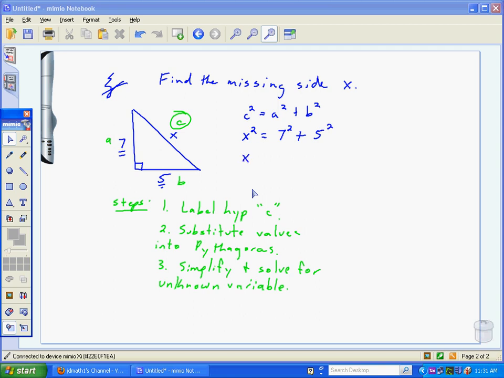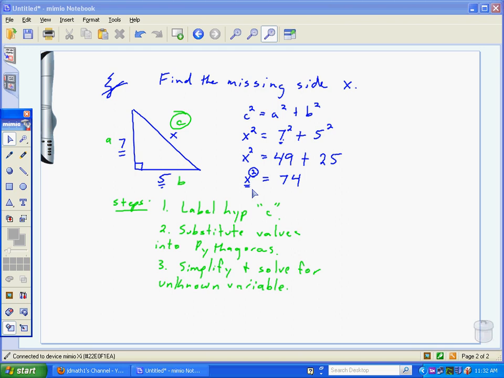Alright, so x squared equals 7 squared. 7 squared is actually 7 times 7, because the 2 tells us to multiply the 7 by itself, you guys know that from powers and exponents, is 49. Plus 5 squared, 5 times 5 is 25. Okay, so x squared equals 49 plus 25 is 74. Now, we're trying to simplify and solve this. Now, we've simplified it, but we haven't really solved for it yet, because we're looking for x, but because it's squared, there's a little trick we do to get rid of squares.